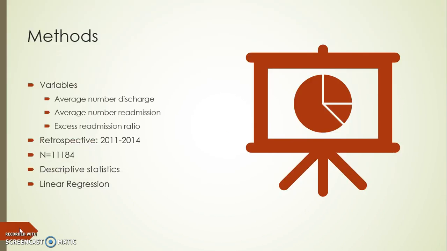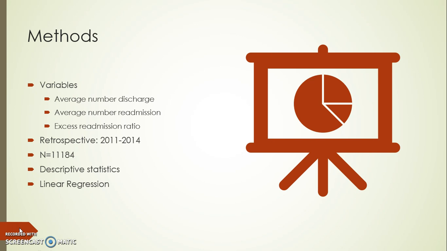Methods. This study will investigate the relationship between discharge, readmission, and excessive readmission ratio by using descriptive statistics and multiple linear regression analysis. It will be a retrospective study that will use data taken by the CMS for the HRRP between 2011 and 2014 for acute myocardial infarction. The tool used for the analysis is SPSS software, where descriptive statistics and multiple linear regression analysis will be performed on the dataset.